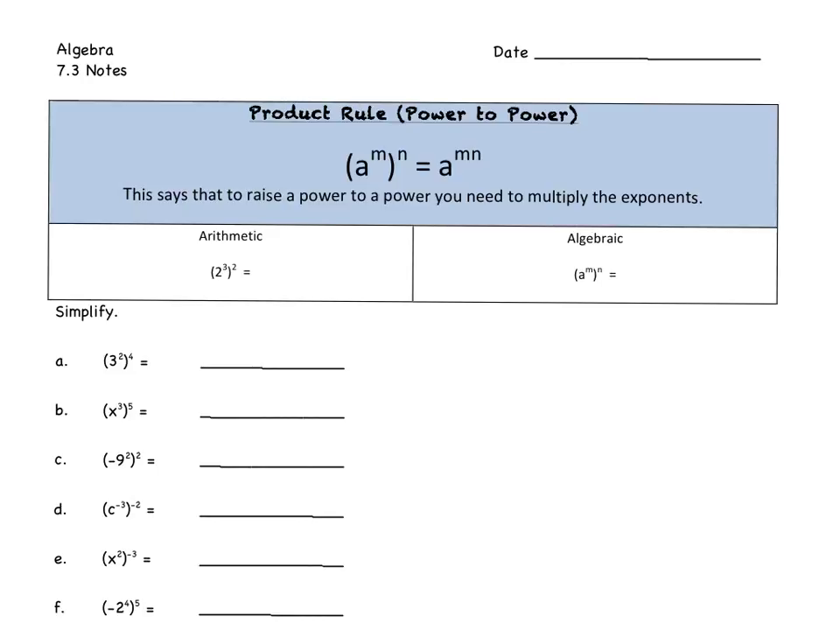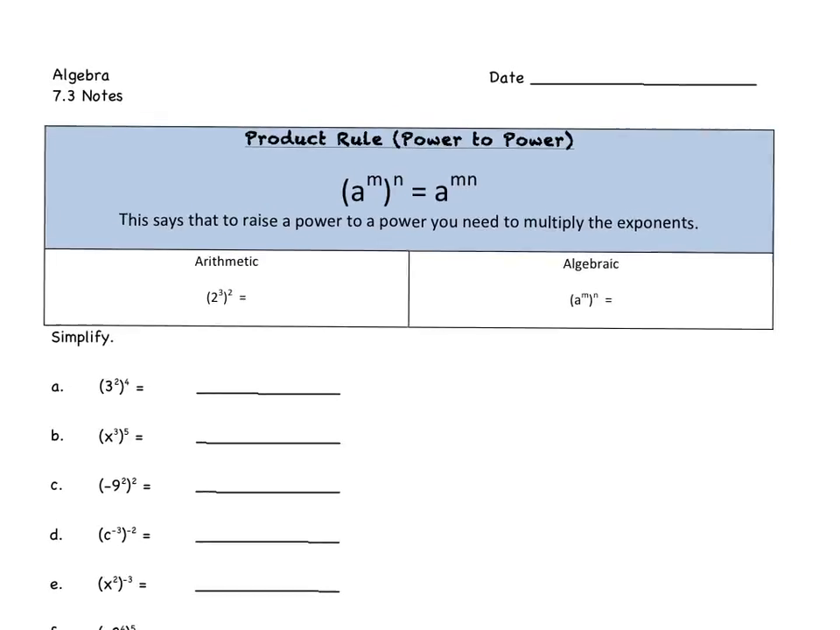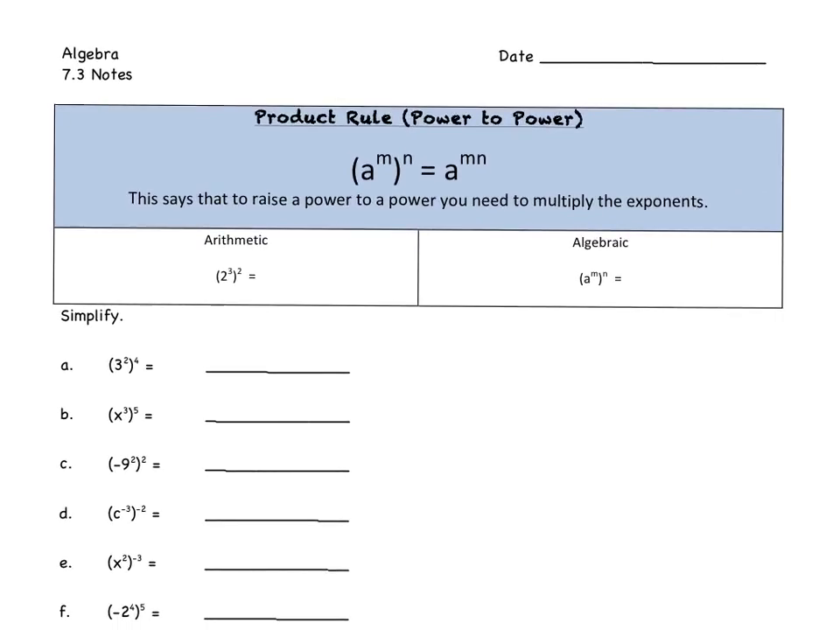7.3, power to power, another version of the product rule. This says that to raise a power to a power, you need to multiply the exponents. So, for example, in the arithmetic, 2 to the third to the second, we would leave our base the same, and we would multiply our exponents. So 2 times 3 is 6.